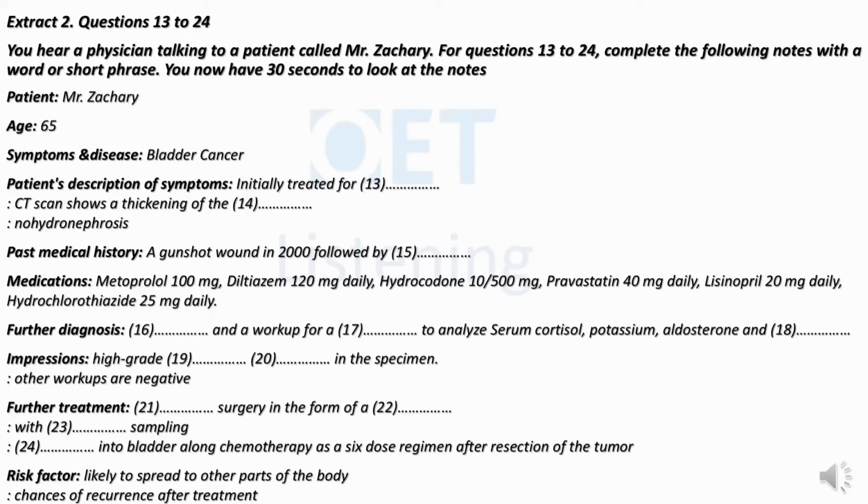I would suggest surgical resection of the tumor. However, the chance of recurrence is very common. You should undergo radical curative surgery in the form of a cystoprostatectomy with lymph node sampling. I would advise mitomycin into your bladder along with chemotherapy as a 6-dose regimen after resection of the tumor.